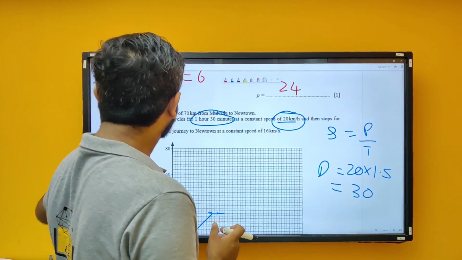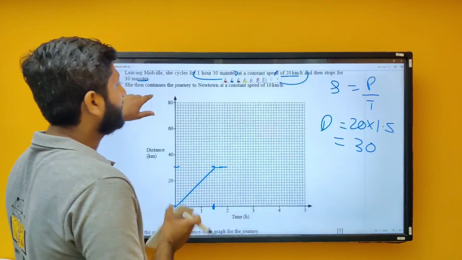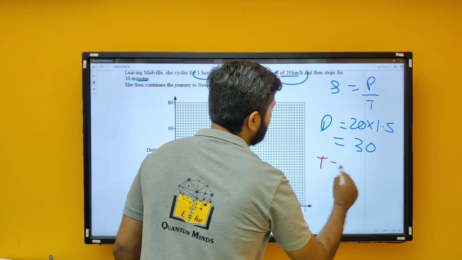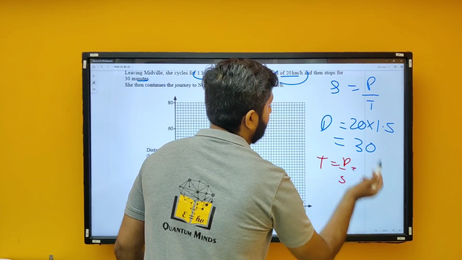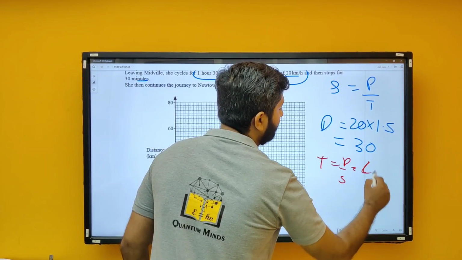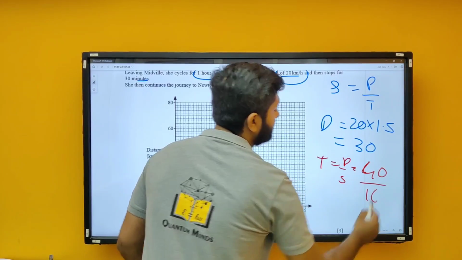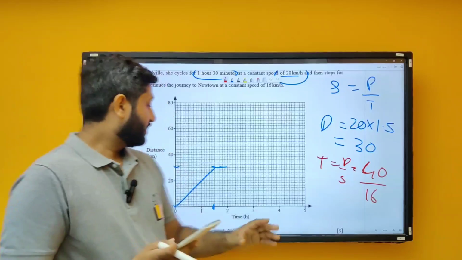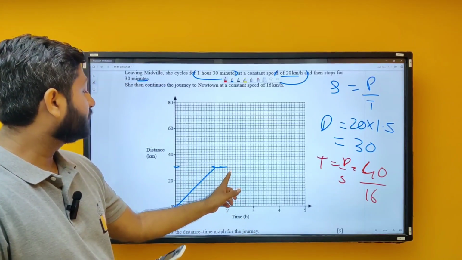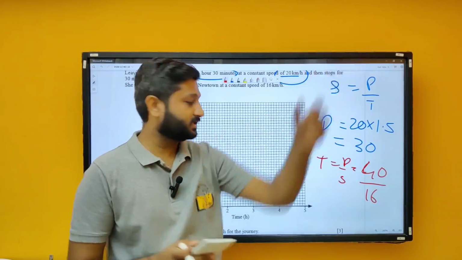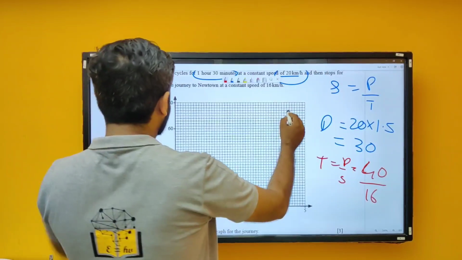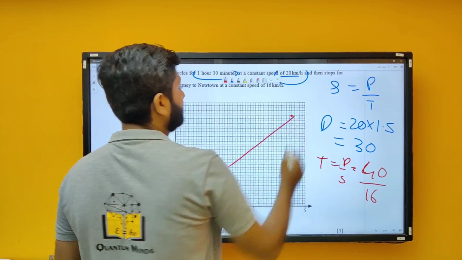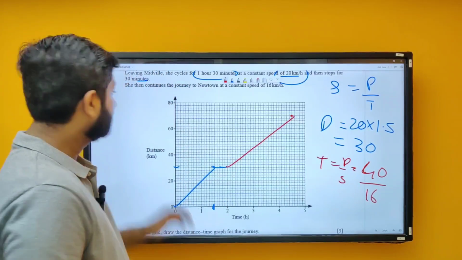And in how much time will she cover it? Speed is distance upon time, so time is distance upon speed. The distance is 40 kilometers and the speed is 16. So 40 by 16 is 2.5. So starting from 2, in the next 2.5 hours, which is at 4.5 hours, she'll have completed her distance of 70 kilometers. So I'll have to draw a line which is something like this, right?